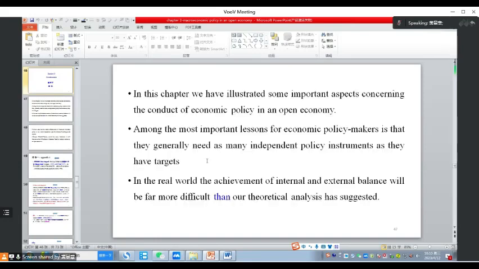In section 3, the conclusion tells us that theoretical analysis gives better conclusions than the real world. In the real world, achieving internal and external balance will be far more difficult than our theoretical analysis has suggested.